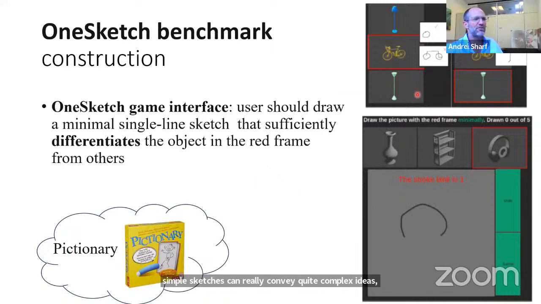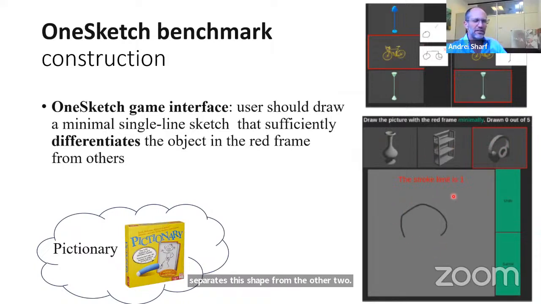So we built an interface. You can see the interface here, where we show people three shapes, and they should draw a minimal sketch, a minimal stroke, that separates one shape from the other two. That was the task.